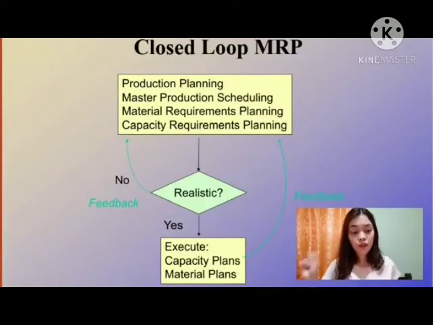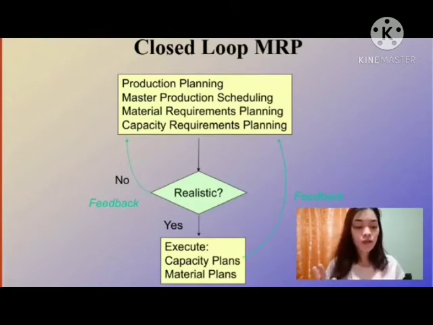Closed loop manufacturing resource planning, or closed loop MRP, is a software system companies use for production planning and inventory control. This system is regulated by feedback. Since it's a closed loop, it is regulated by feedback, and these feedbacks are used to continuously check and adjust the system. As we can see in the picture of closed loop MRP, the top box is where the production planning, master production scheduling, materials requirement planning, and capacity requirements planning are. So it's all about the plan.